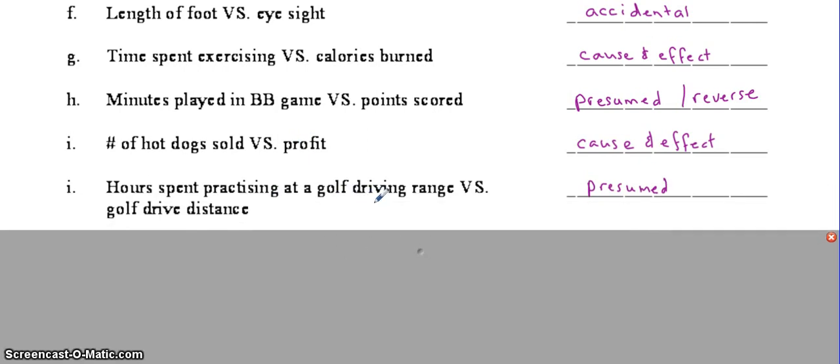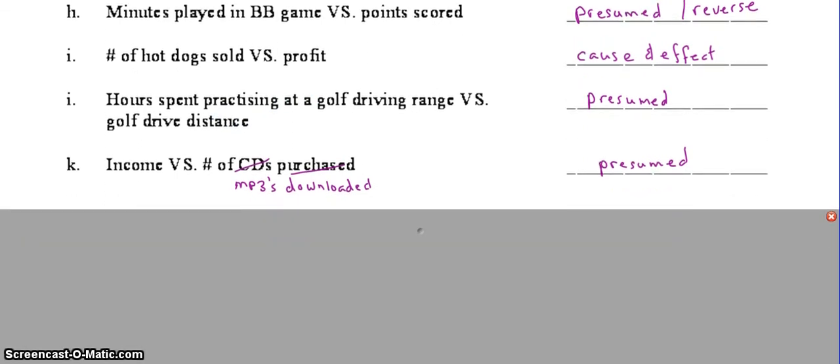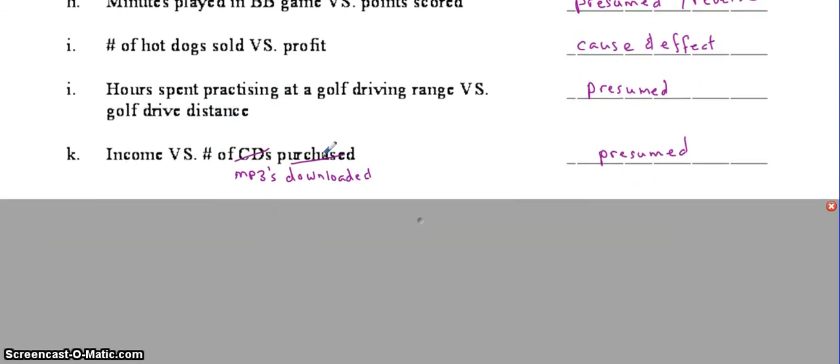Hours spent practicing at a golf driving range versus golf drive distance. Some people might argue that that is cause and effect, but others might argue that just because you practice doesn't mean you will get better. It's presumed that you will, but it doesn't necessarily mean you will. So this one I said income versus number of CDs purchased, but I guess you guys nowadays, it's more likely MP3s downloaded. That one could be considered presumed because if you have more income, you have more money that you can spend on downloading MP3s.